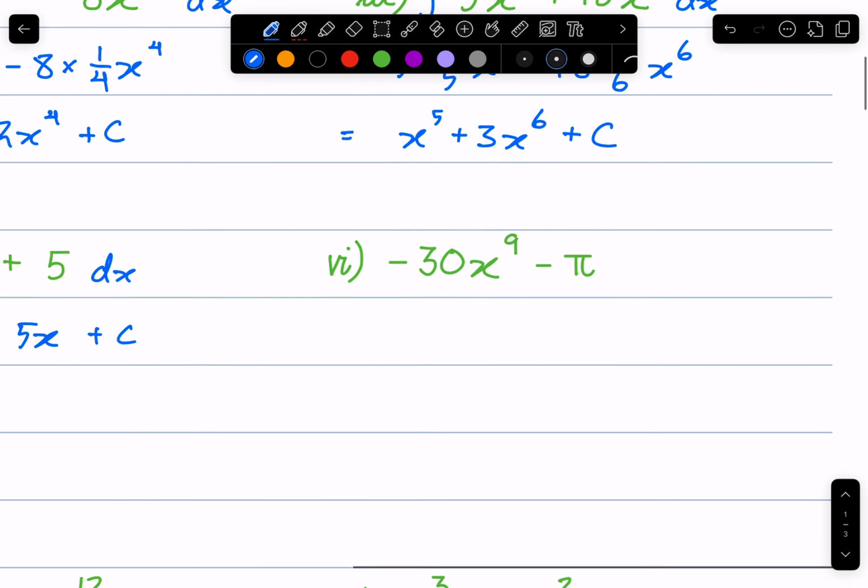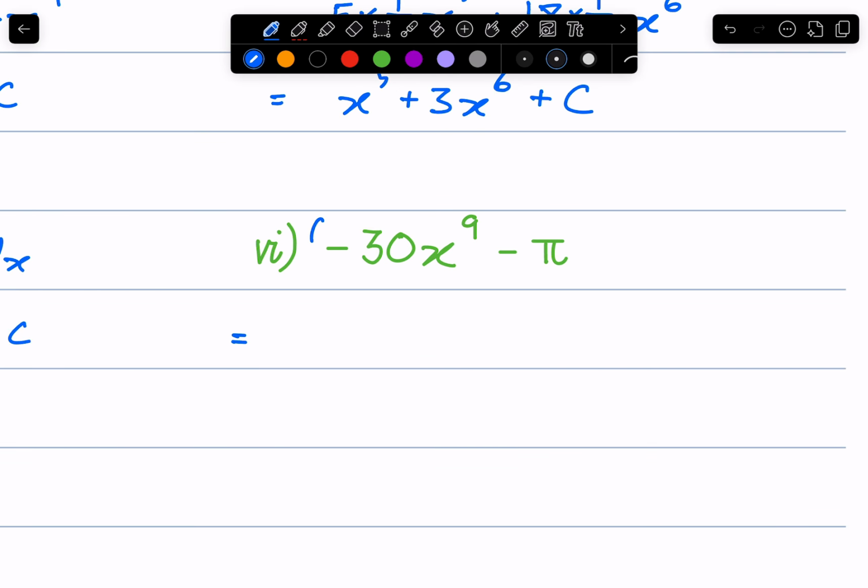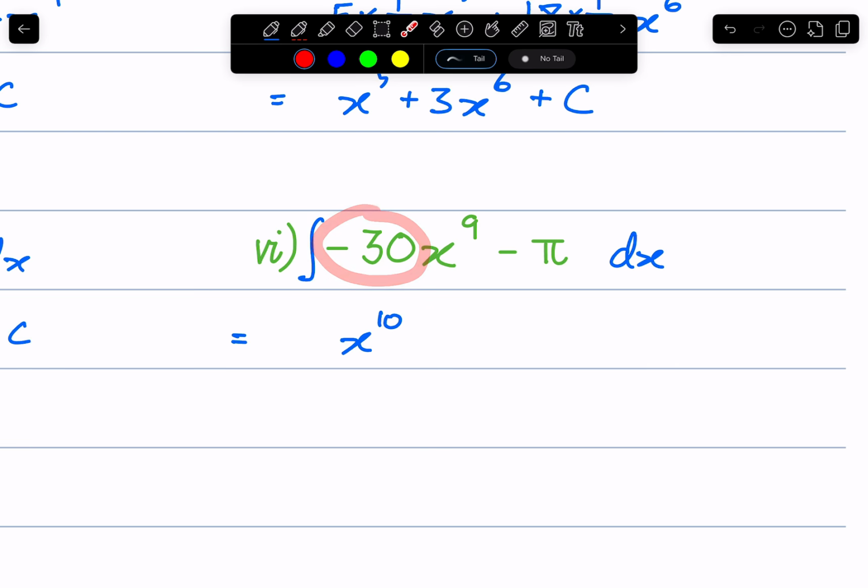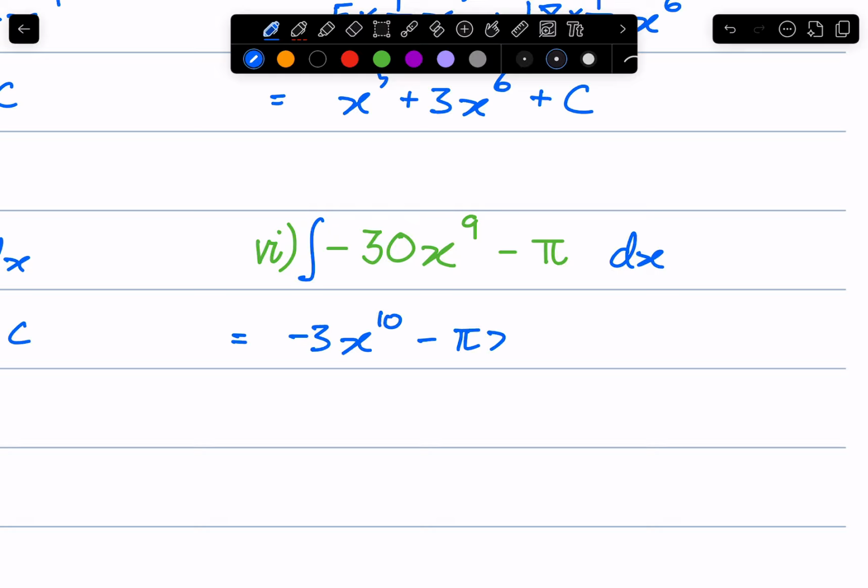And the last one for this video, integrating this with x as our variable, x to the power of 10, negative 30 divided by 10 is negative 3. Pi is just a number, so you can think of this simply as 3. So with this, a variable appears, so it just becomes pi x plus c.